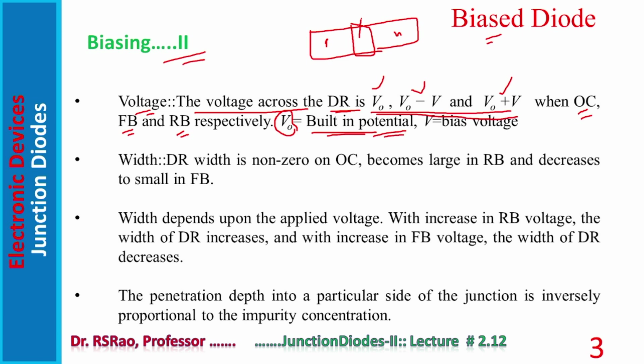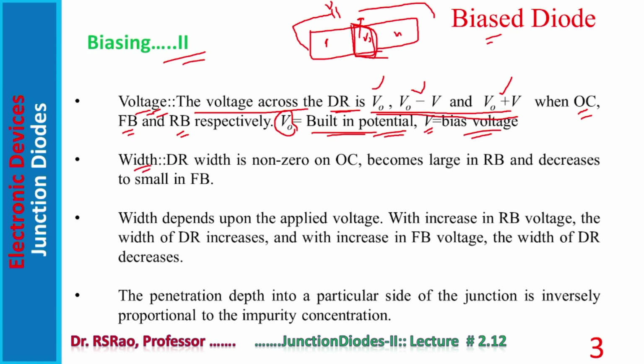The built-in potential is something that has come into being on its own, whereas V is the bias voltage. This voltage is one that is applied by us, connected by us across the diode. This is V. This is V0. So this point tells something about the voltage that exists across the junction.